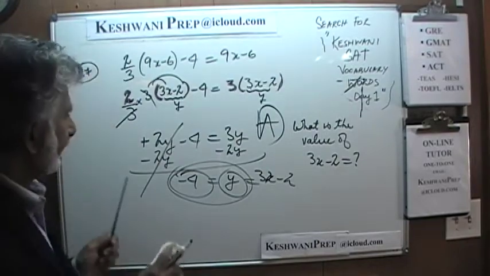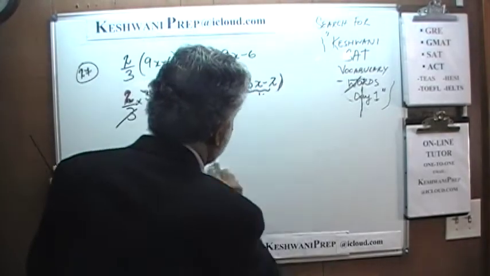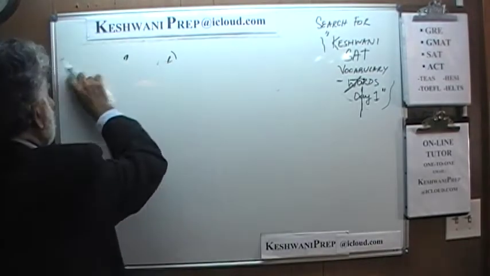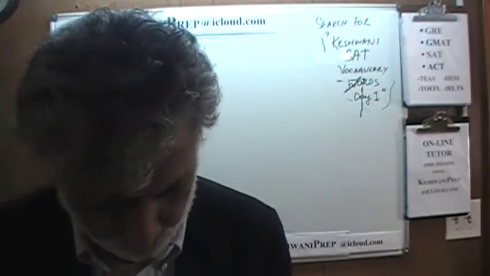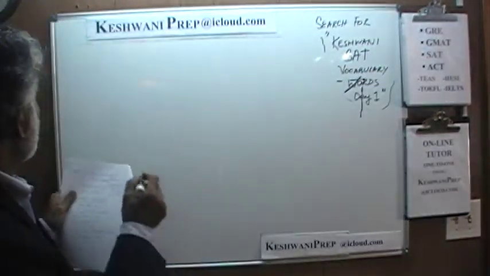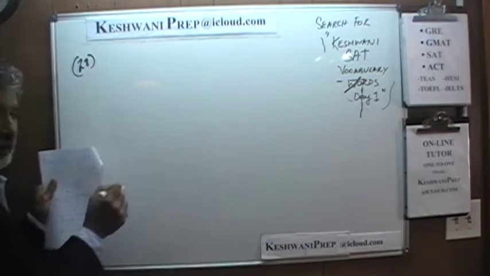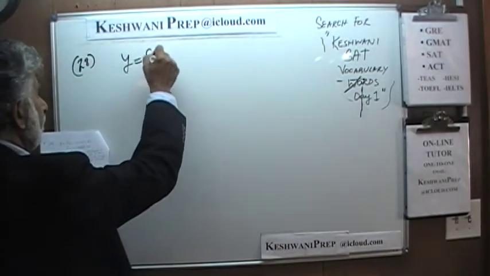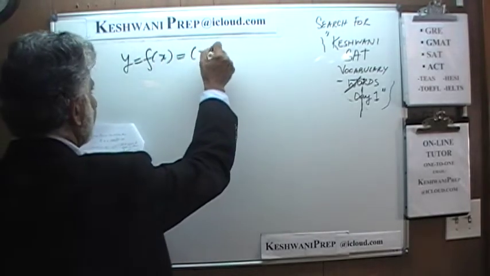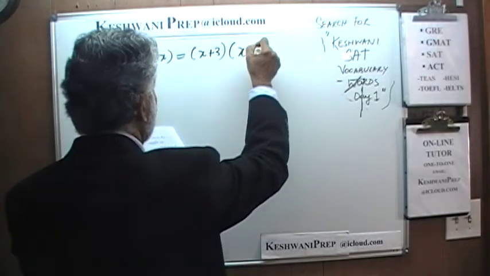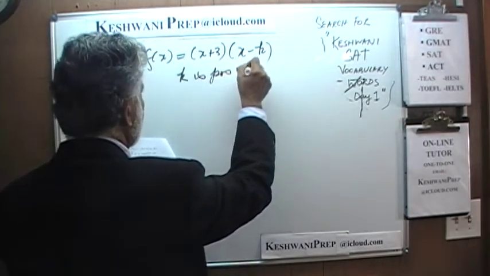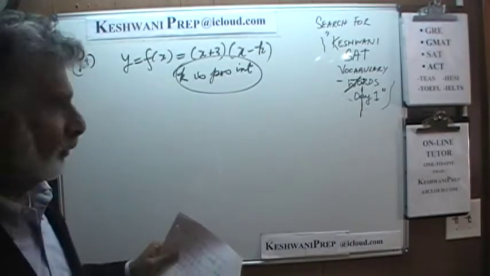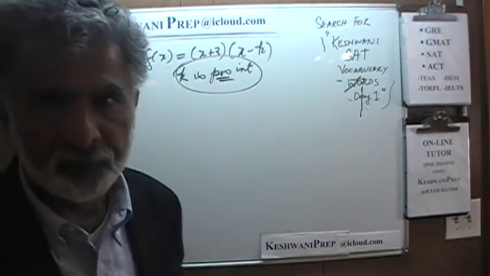Let's move on. Number 28, let's see what this is about. Oh, it's about a bloody parabola. We're given an equation of a parabola. We are told that y is a function of x, which is x plus 3 times x minus k. And then we are told that k is a positive integer. That is a very important piece of information, the fact that it's positive. It will come in handy in a second, you'll see. Let's begin the story.